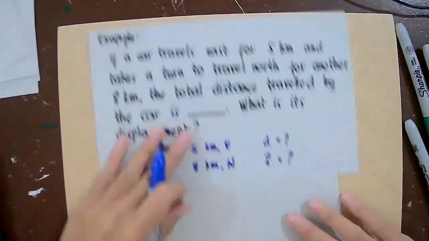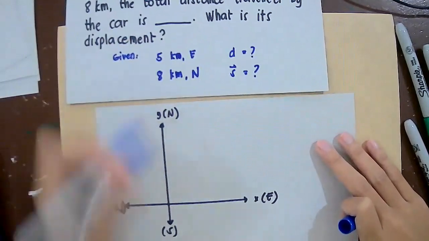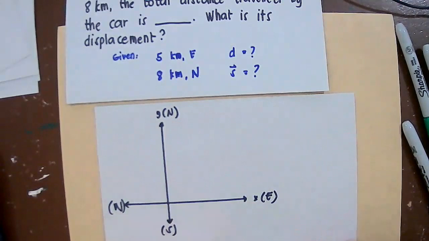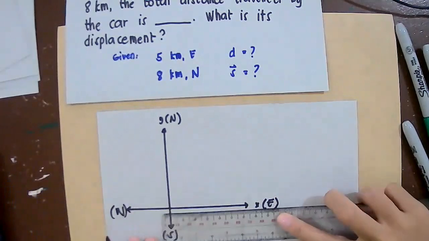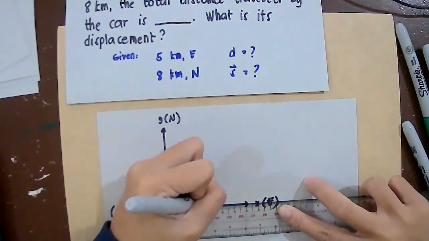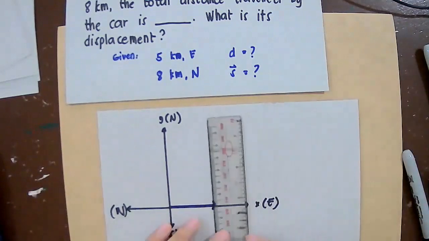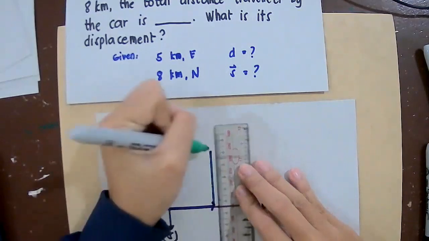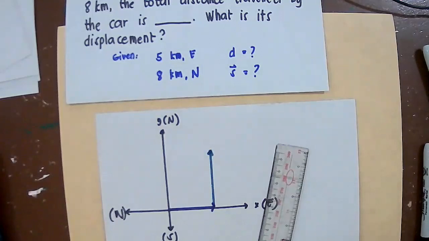Okay. So we'll try to draw first your problem. I have here your Cartesian plane, y, or your y-axis with north and south, and then your x-axis with your east and west. So first, the car traveled 5 kilometers going to the east. So let's say this is 5 kilometers going to the east, and then 8 kilometers going north. So let's say this is 8 kilometers going north. Okay. Now find the distance first.